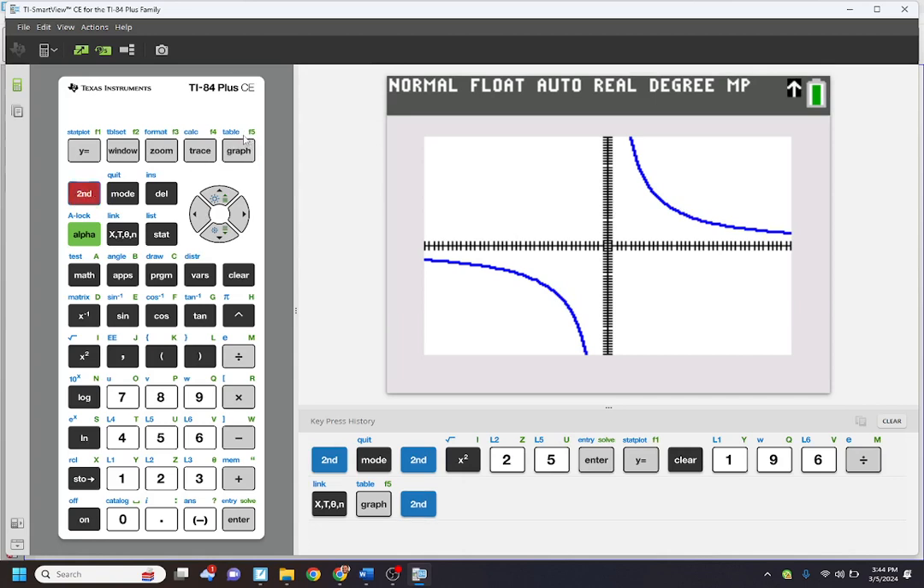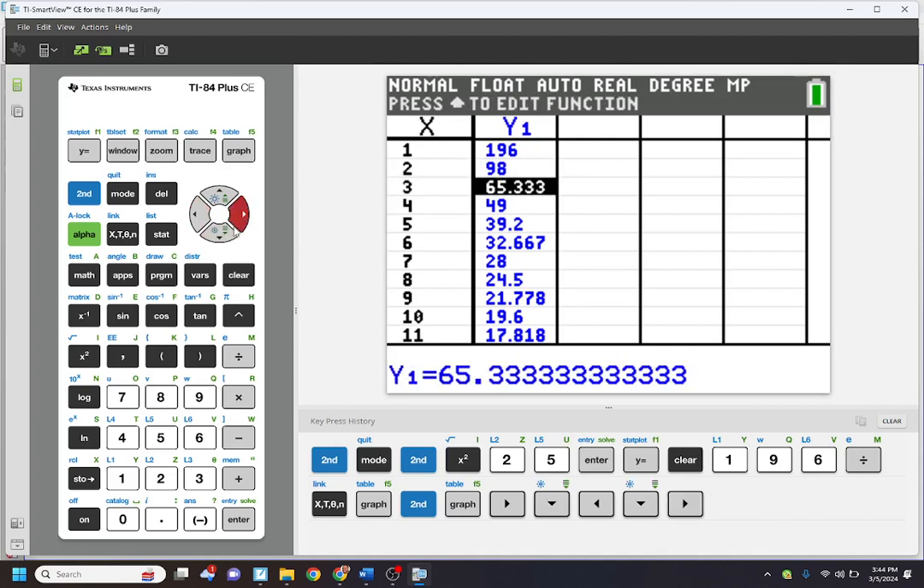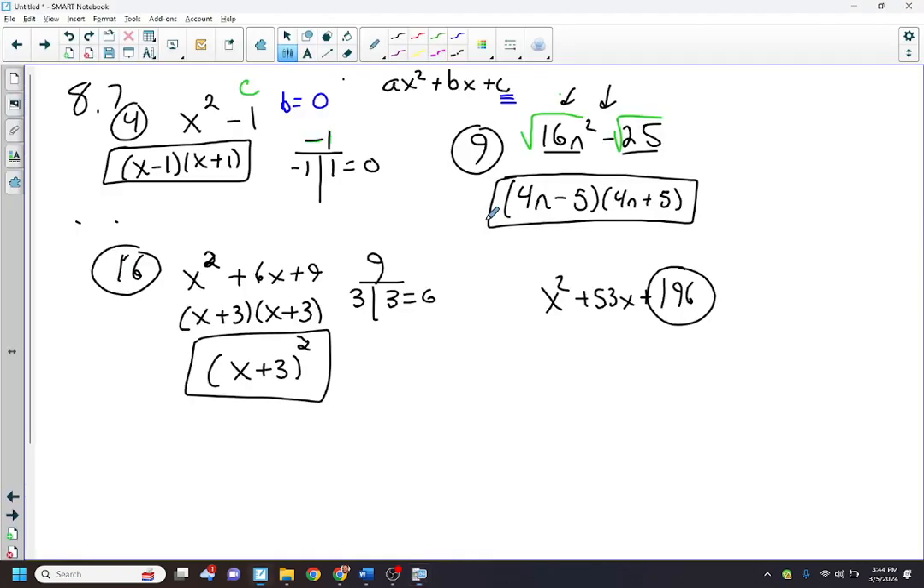So I'm going to click second, and you can see in the blue words above graph is table. Now, what does this table tell me? Well, I can look at the numbers, like 1 and 196 are things that multiply to 196. 2 and 98. If you get a decimal, that's not going to be one of your answers, so you can automatically know that's not what I'm looking for. 4 and 49. But wait a second. I want to add to 53.